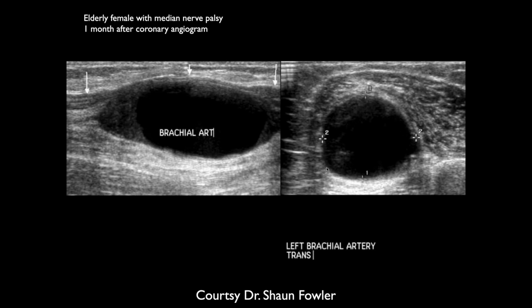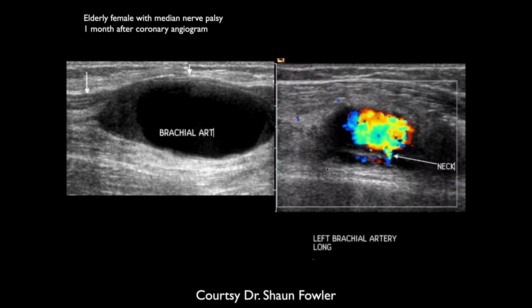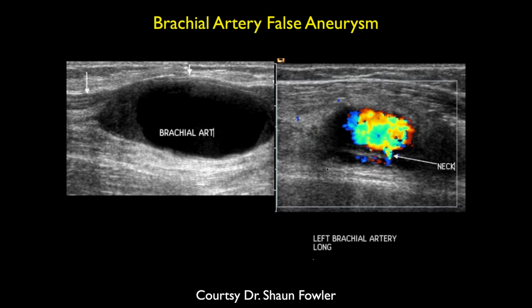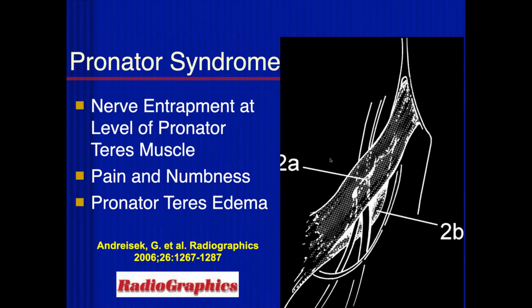So here's an elderly female with median nerve palsy, one month after a coronary angiogram. It looks like we have some ultrasound images of the brachial artery, and there's atherosclerosis, and okay, an outpouching of the vessel with a neck. So this is going to be a pseudoaneurysm of the brachial artery. Yeah, probably where they entered for the angiogram, producing the symptoms.